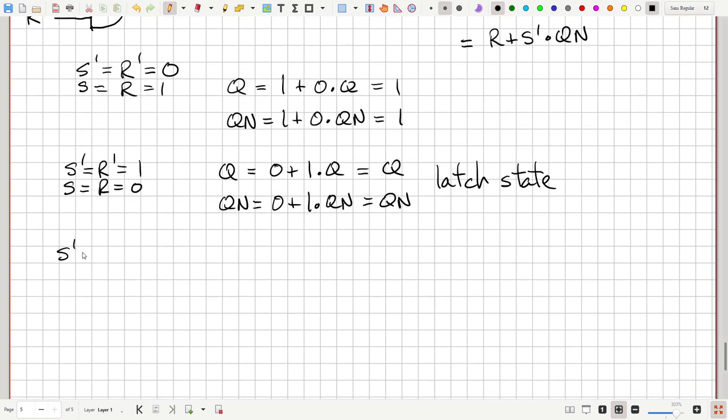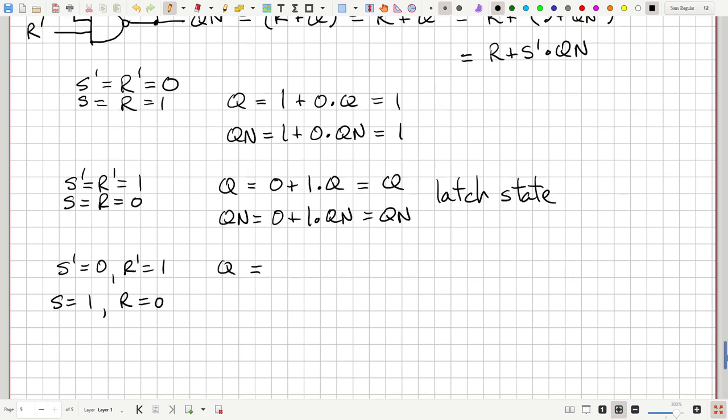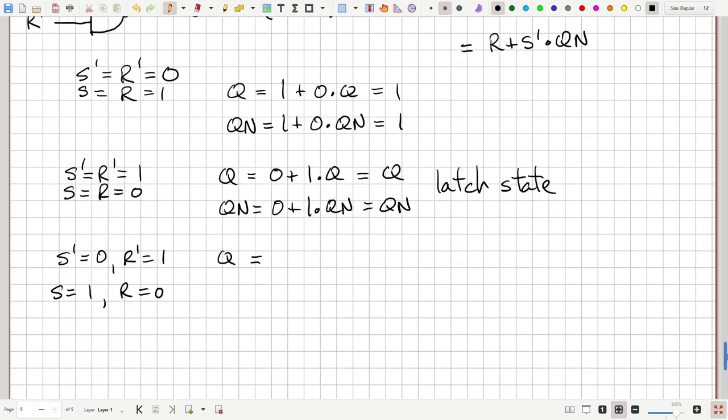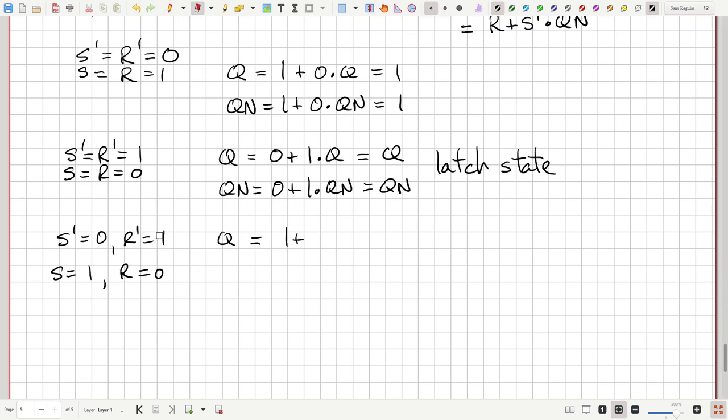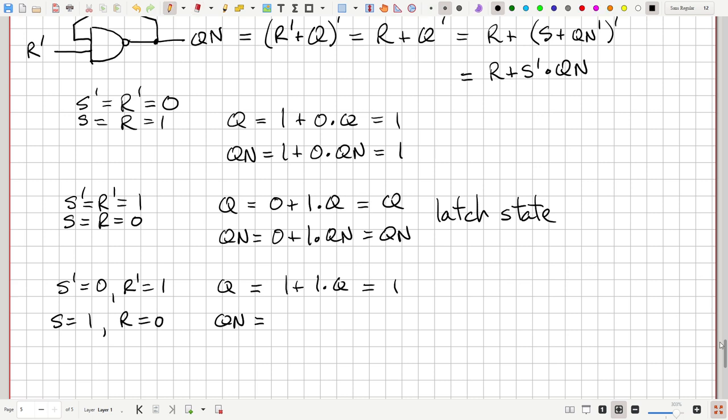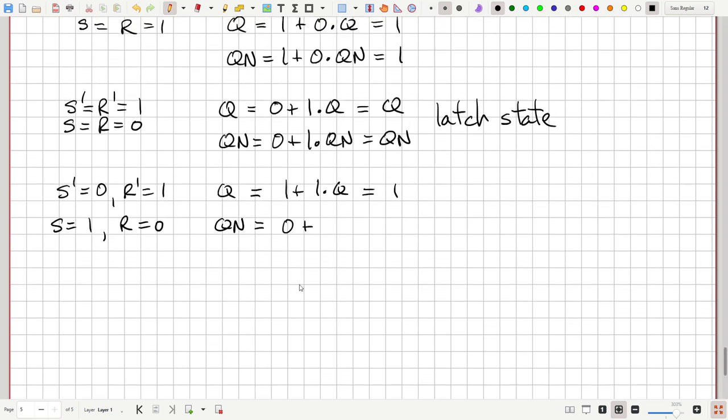All right, let's try S prime equal to 0 and R prime equal to 1, which would correspond to S is 1 and R is 0. Q is S or R prime and Q. 1 or R prime, which is 1, and Q. Of course, that's equal to 1, because 1 or anything is equal to 1. And then QN is R or S prime and QN. That's R or S prime, which is 0, and QN, and of course that's equal to 0. That is the set state. We get Q equal to 1, QN equal to 0. So we've got the latch state, the set state.